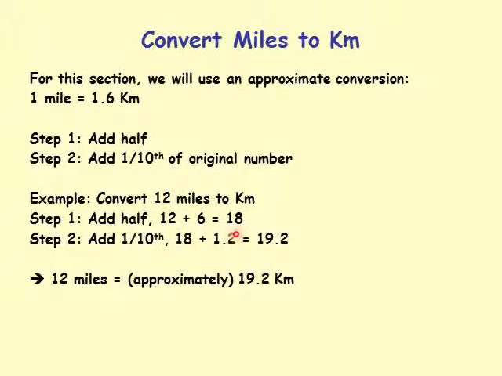We're adding 1/10 of 12, not of 18. Okay. So we add 1/10 of the original. 18 plus 1.2 is 19.2. So we converted 12 miles to 19.2 kilometers. Let's continue here. So 12 miles is equal to approximately 19.2 kilometers.